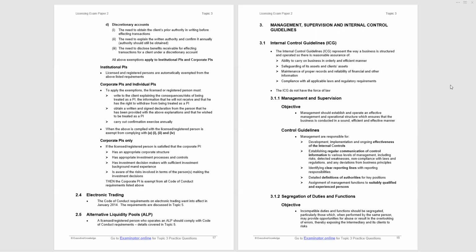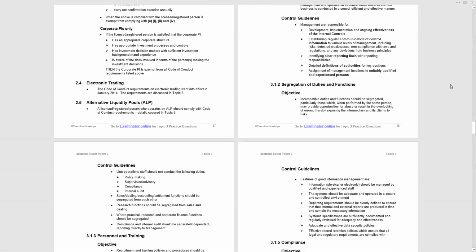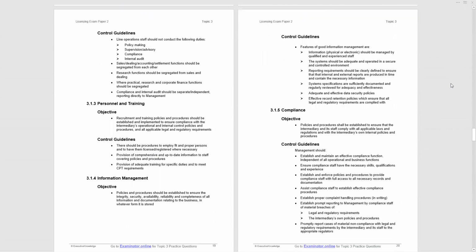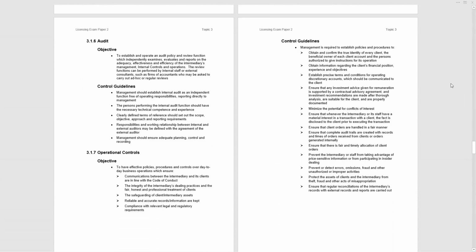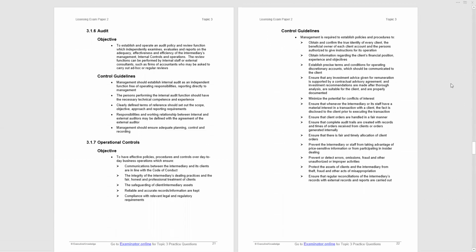So page 18, we have management supervision. Then we have segregation of duties and functions. Then on page 19, we have personnel and training, information management, compliance. Then going on to page 21, audit. Now, when it says audit, it really means internal audit, the internal audit function that should exist, operational controls.